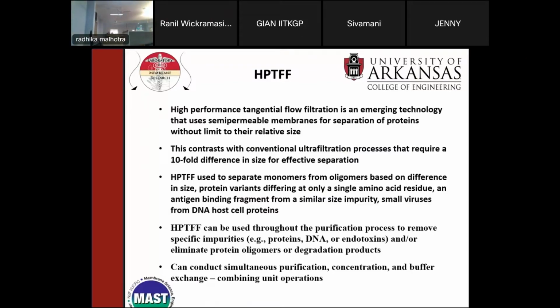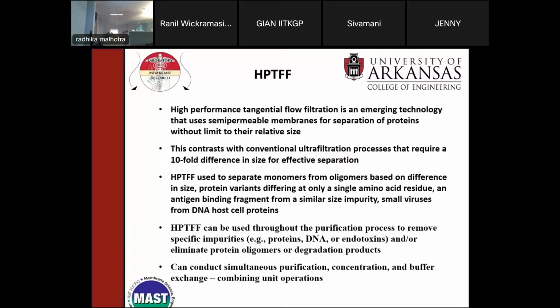What is this? This is a very good example because it seems like a fairly nice technology. High-performance tangential flow filtration is an emerging technology that uses semipermeable membranes for separation of proteins without limit to their size. This contrasts with conventional ultrafiltration processes that require a 10-fold difference in effective size for separation.